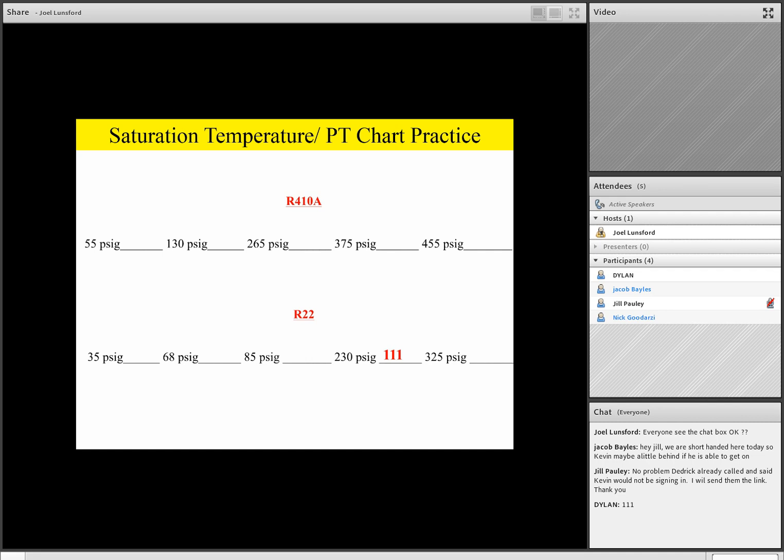137. Close enough. Excellent. Are there any questions or comments, anyone, on the saturation pressure temperature chart and what it's really telling us as far as the temperature that we're changing state inside the coils? No. Everybody good? Absolutely. All right. Well, excellent then.